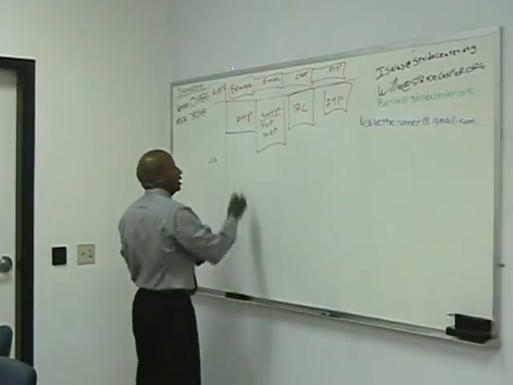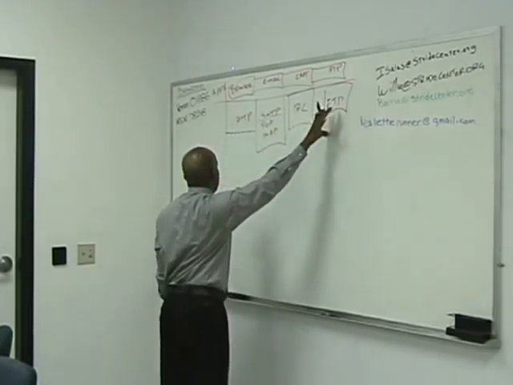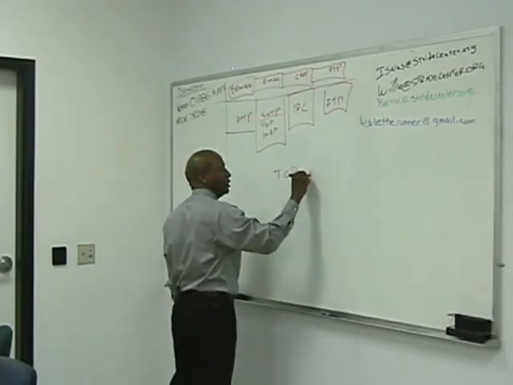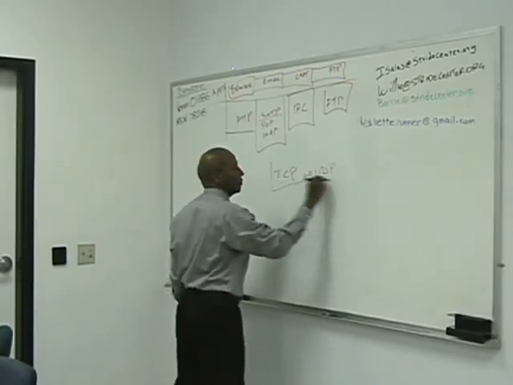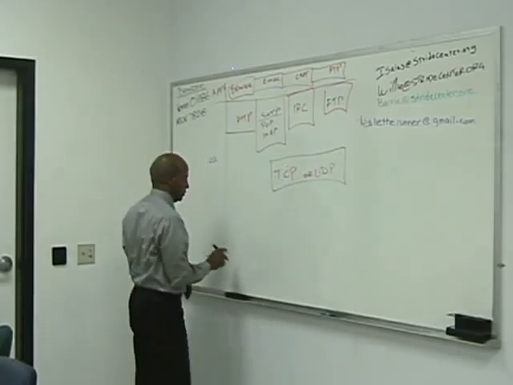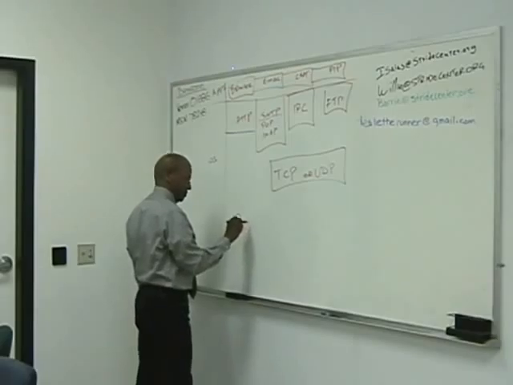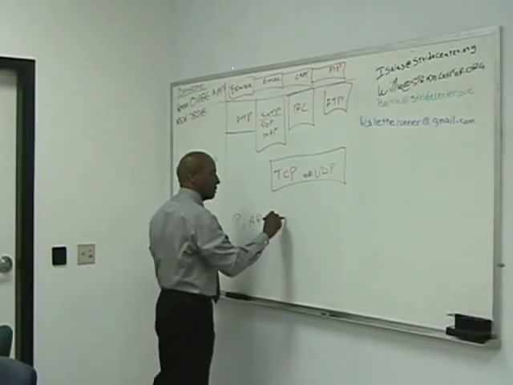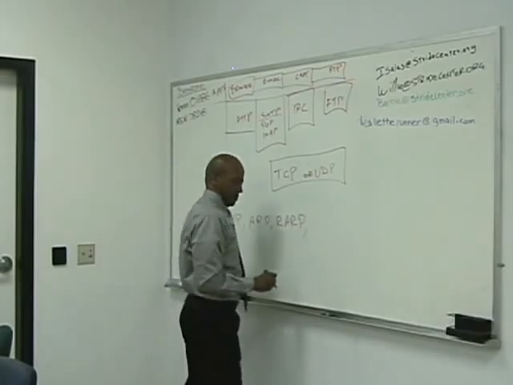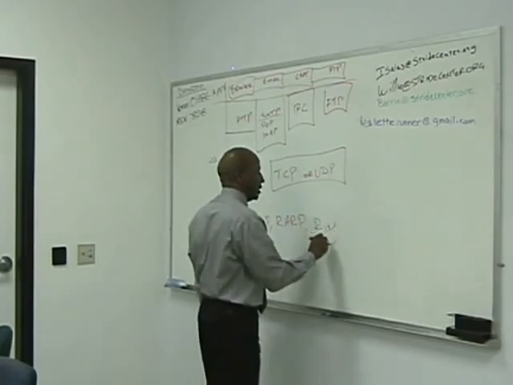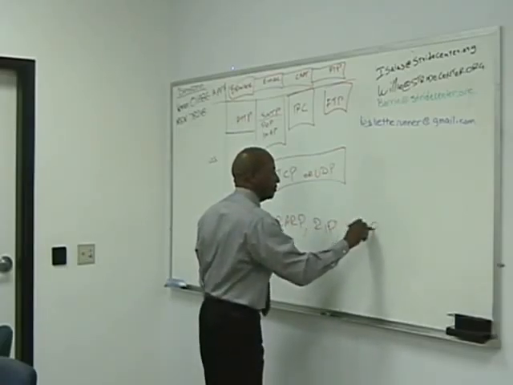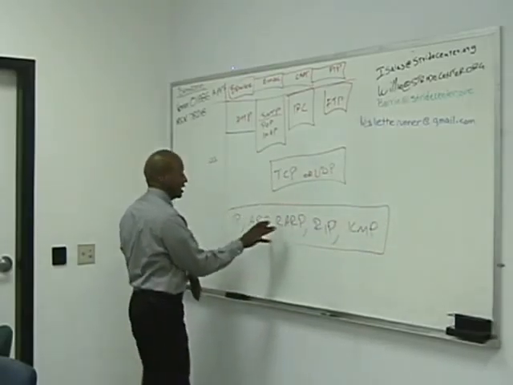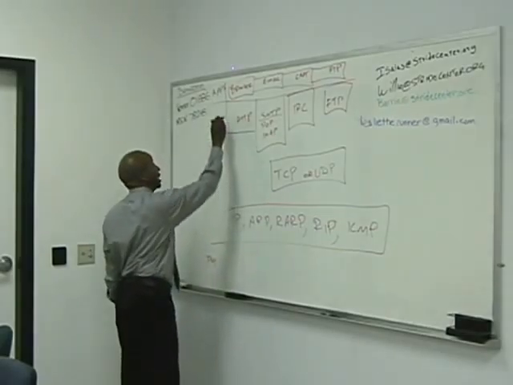Right? Supporting this layer is TCP or UDP. Supporting this layer is IP, ARP, reverse ARP, RIP, ICMP, etc. Underneath this layer, we have the physical layer.